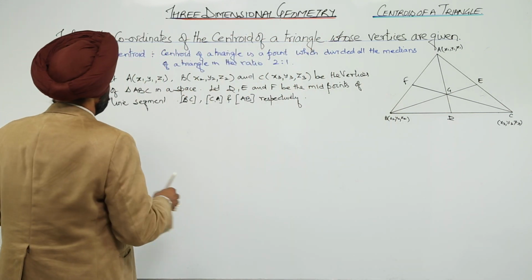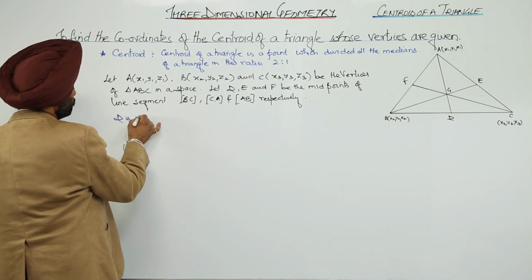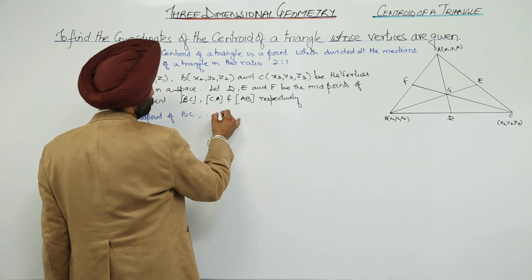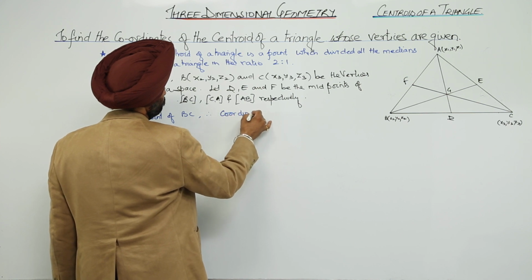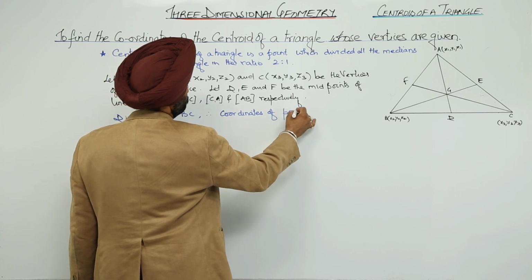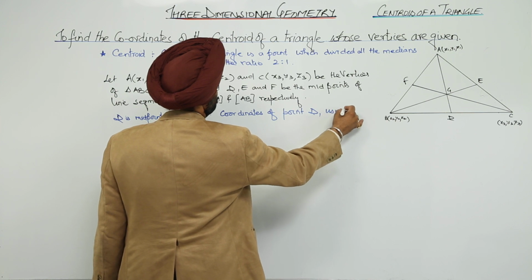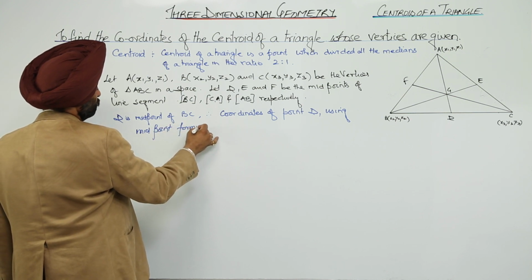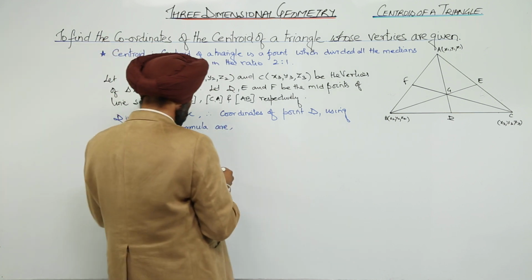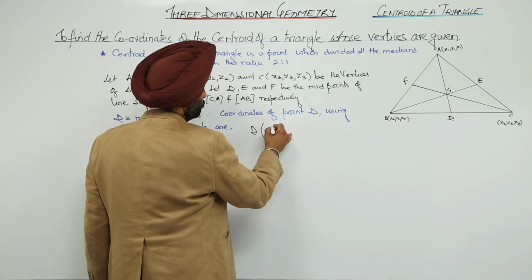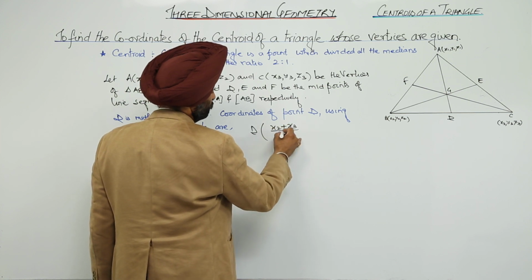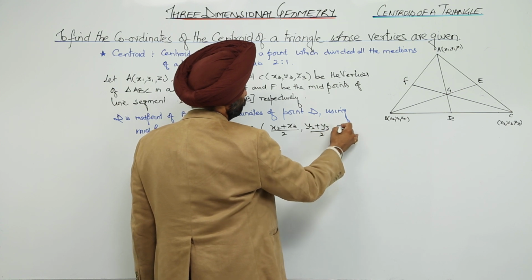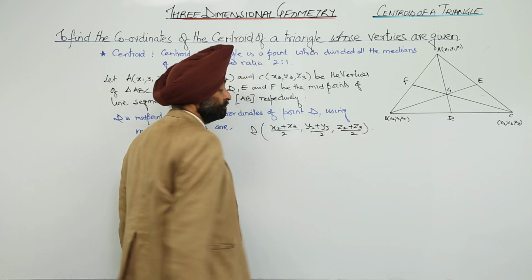Now D is the midpoint of BC, therefore the coordinates of point D using the midpoint formula are ((x2 + x3)/2, (y2 + y3)/2, (z2 + z3)/2). Okay.